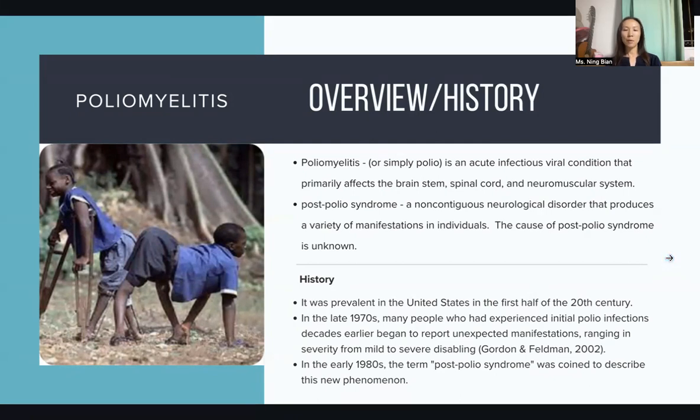History. It was prevalent in the United States in the first half of the 20th century. In the late 1970s, many people who had experienced initial polio infections decades earlier began to report unexpected manifestations, ranging in severity from mild to severe disabling. In the early 1980s, the term post-polio syndrome was coined to describe this new phenomenon.